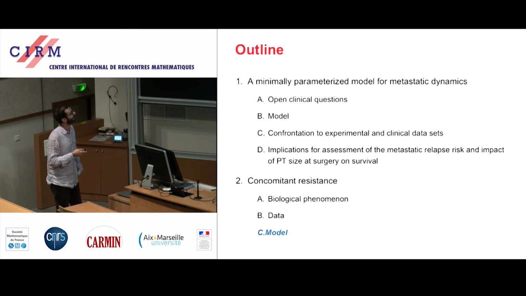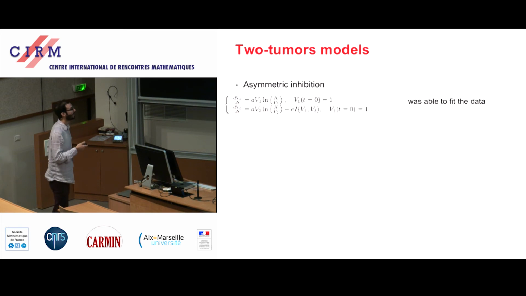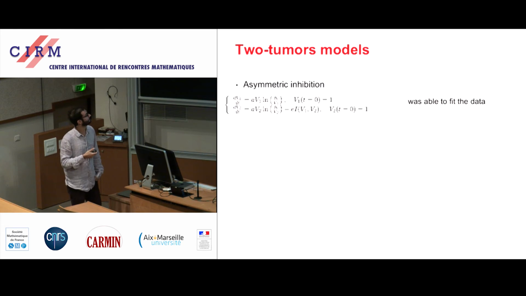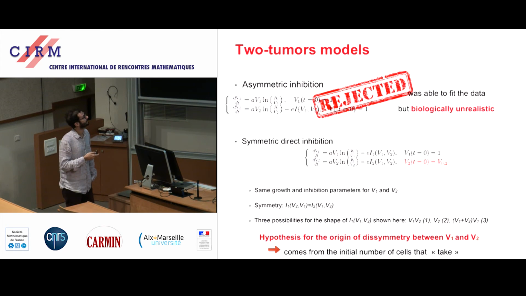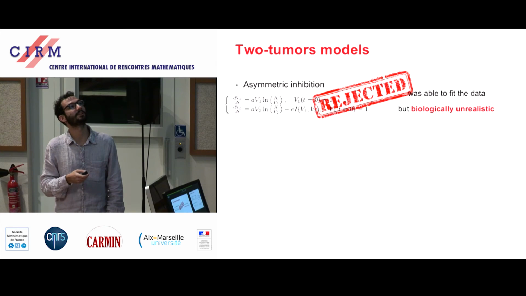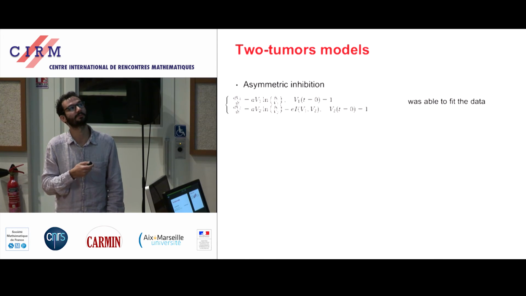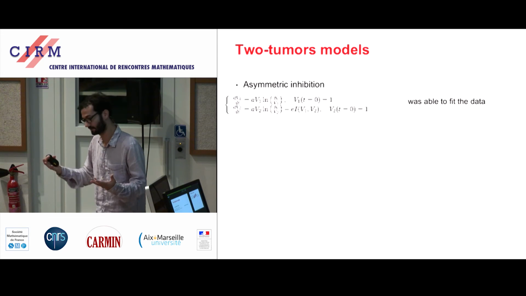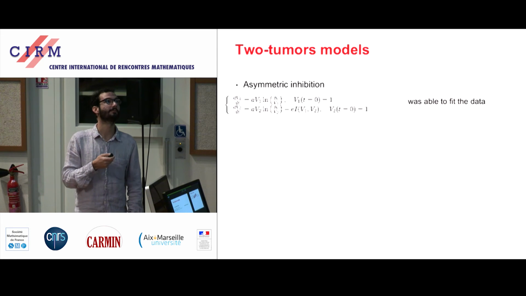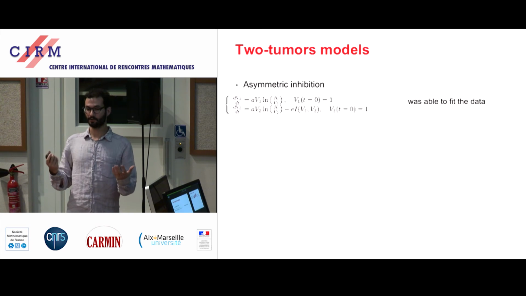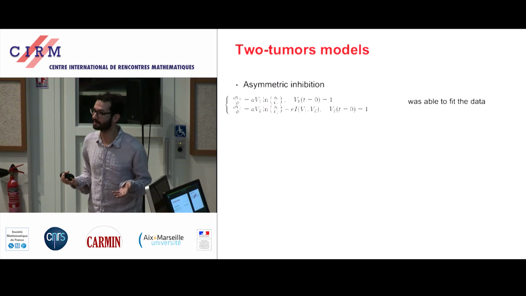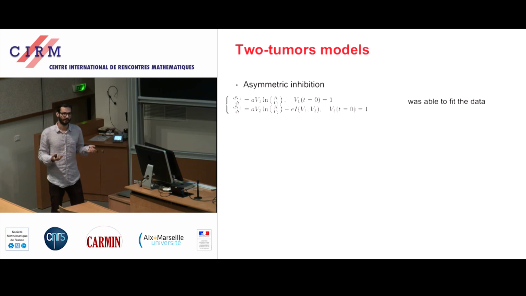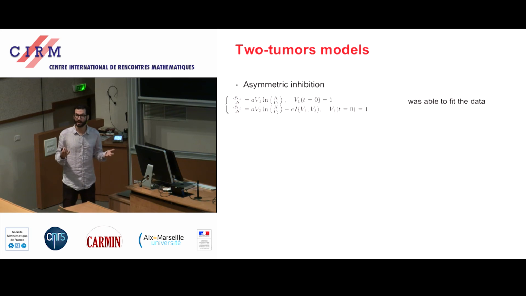I will skip this, and so then I wanted to do some model that would be able to fit that. The first idea was to say, okay, we will do not symmetric inhibition, but asymmetric inhibition. One tumor we will just say inhibits the other. But this is not very biologically relevant, because it was able to fit the data, but you impose by yourself from the beginning that there is one tumor that inhibits the other, but you have no way to choose from before.